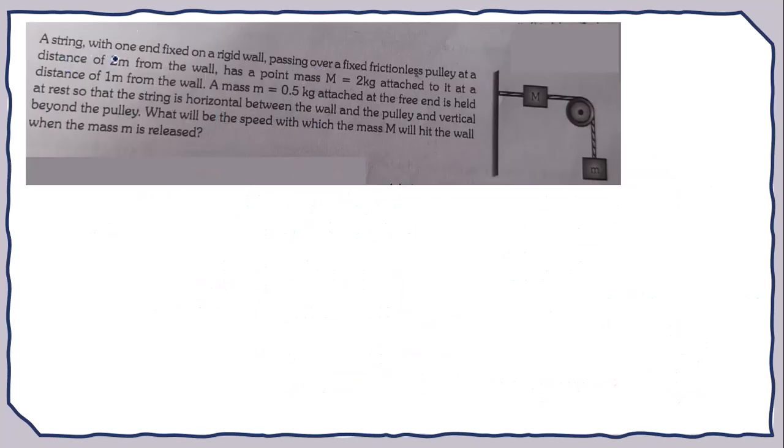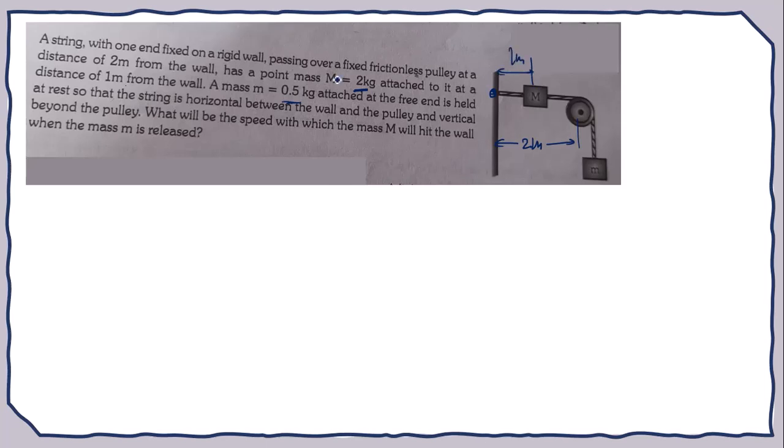Now moving on to this problem. There is a string with one end fixed on the rigid wall. So this is the fixed end on the rigid wall. It passes over a frictionless pulley and there is a two block system, capital M and small m. Mass of capital M is given as 2 kg, mass of small m is given as 0.5 kg. The distance of the pulley is given as 2 meters, this distance is 2 meters, and this distance is 2 meters, and 1 meter from the wall is the distance of the capital M.